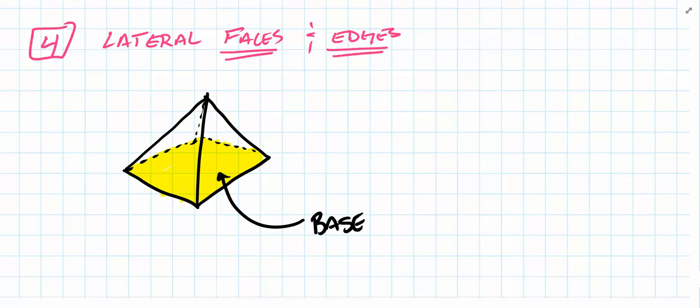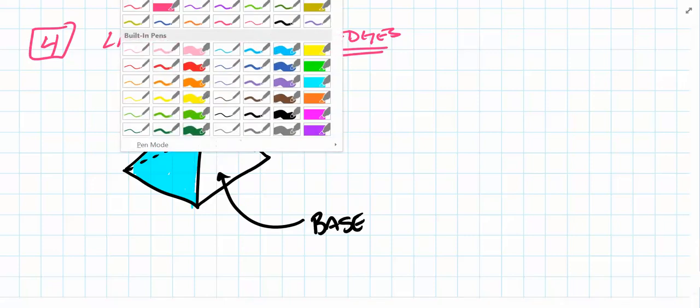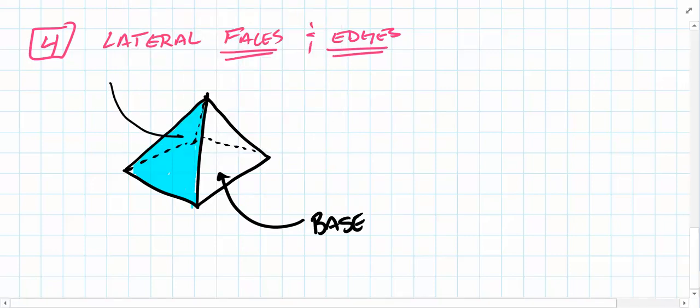The lateral face is one of the triangles. So I'm going to do my best to color this one. So if I erase the yellow, there we go. Okay. So this part right here, this is a lateral face. It's a face that's on the side. So this part right here is a lateral face. Okay, that's a lateral face.